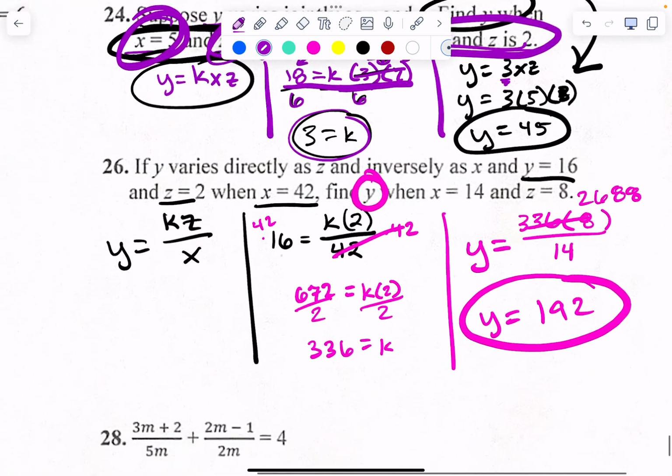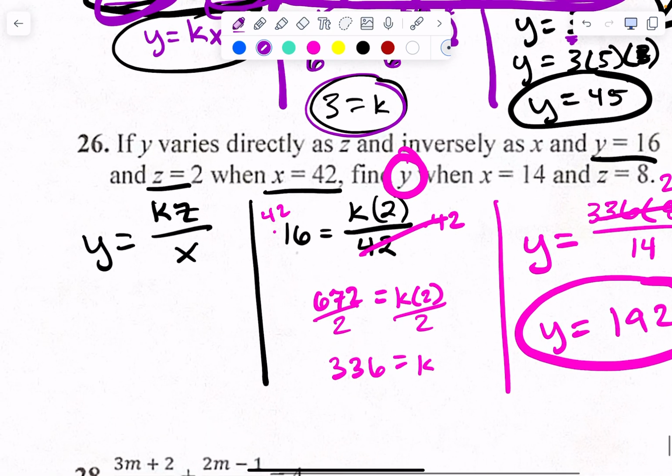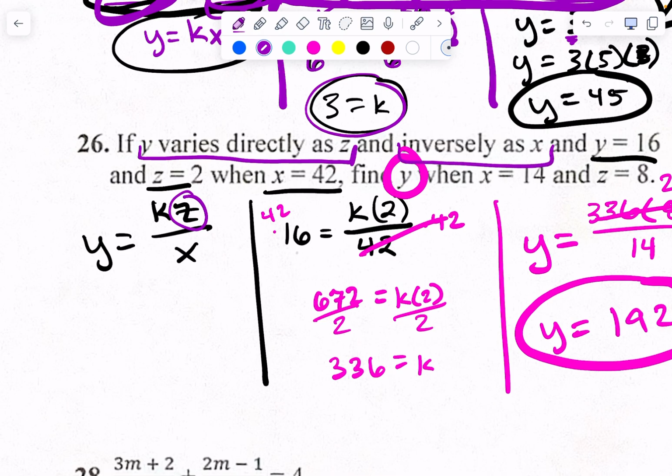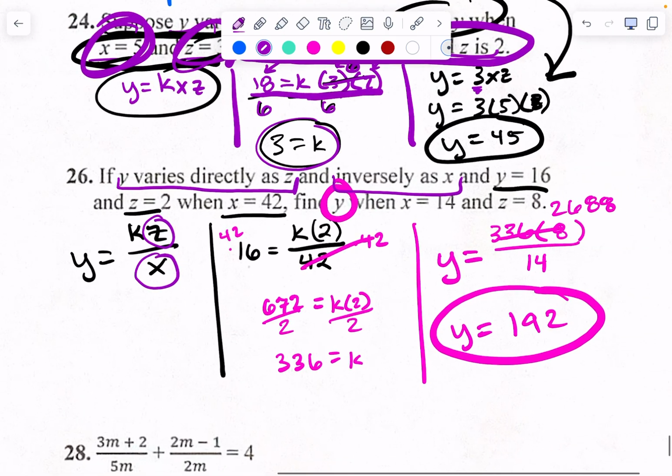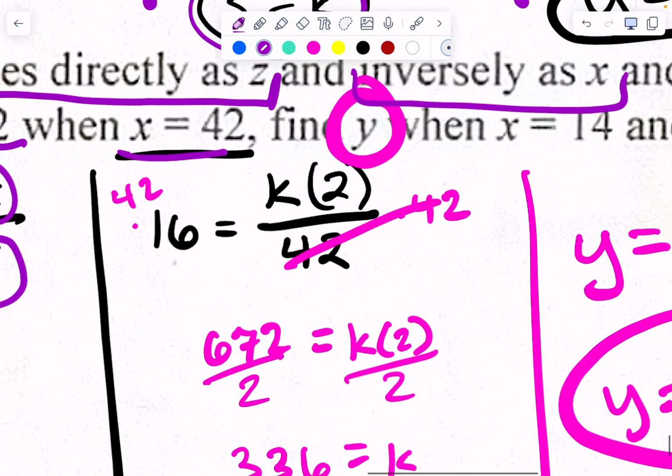Okay, 26 is inverse and direct. So this one says y varies directly as z. Okay, that means the z is going to go on the top, and inversely as x, that means x goes on the bottom. So be careful, it's not x on the top and z on the bottom like normal, right? Y is 16 and z is 2 when x is 42. So y is 16, z is 2, x is 42.